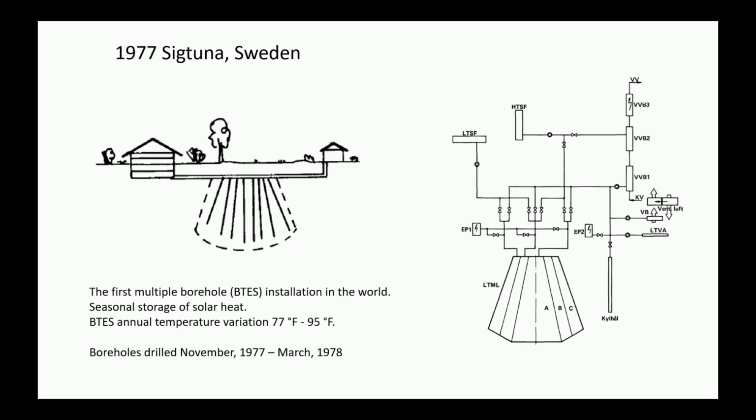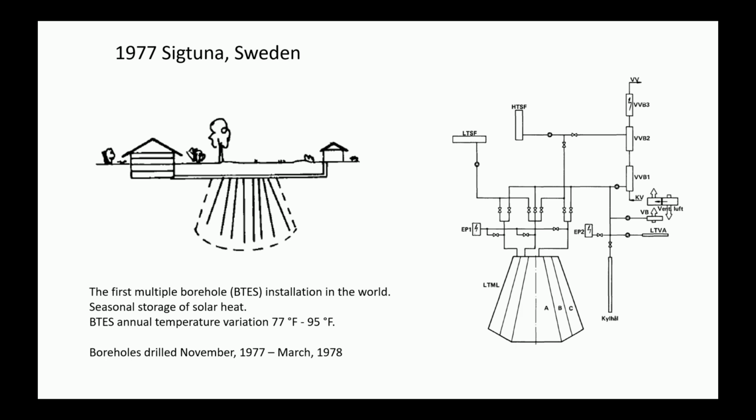The first example is from 1977. As far as I know, there was one borehole drilled for energy purposes in Sweden before this, and this was the second project. I think it's also the first multiple borehole installation in the world. They started drilling in November 1977, and they completed 42 boreholes. The depth was perhaps not so impressive: about 65 feet, and a little bit more.